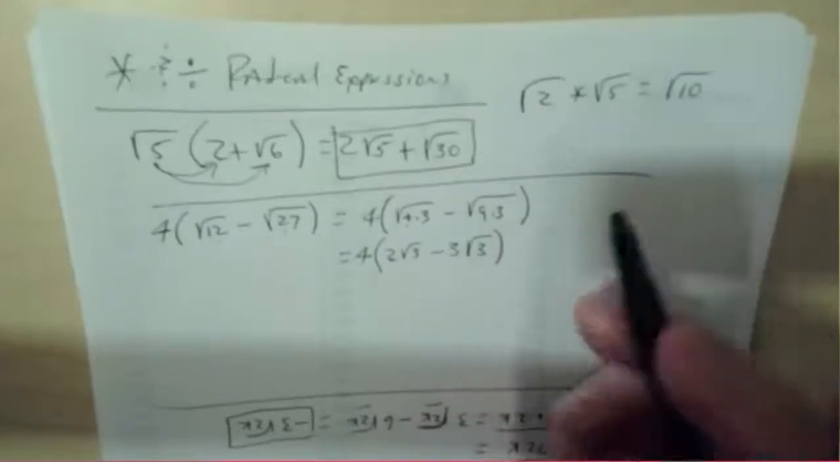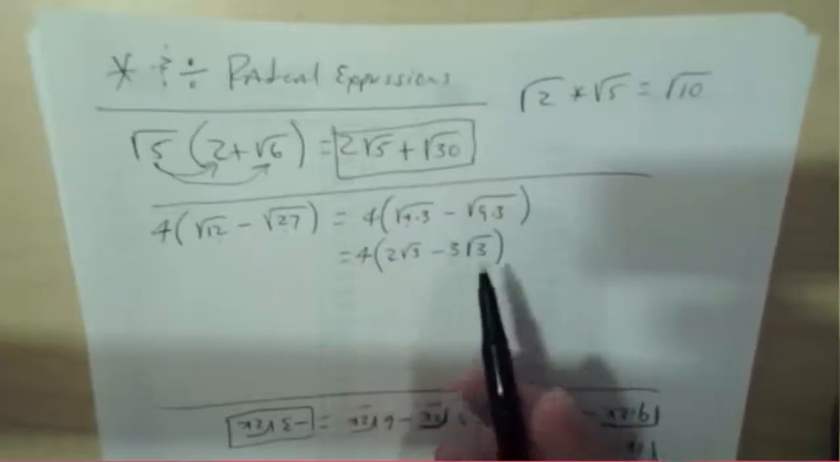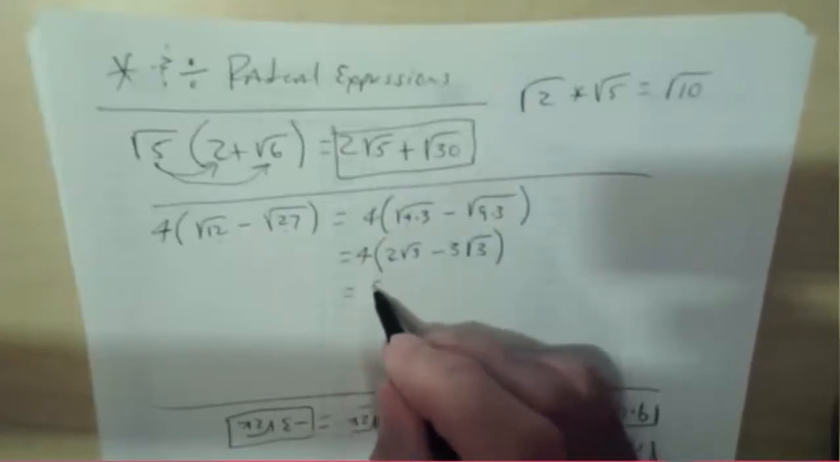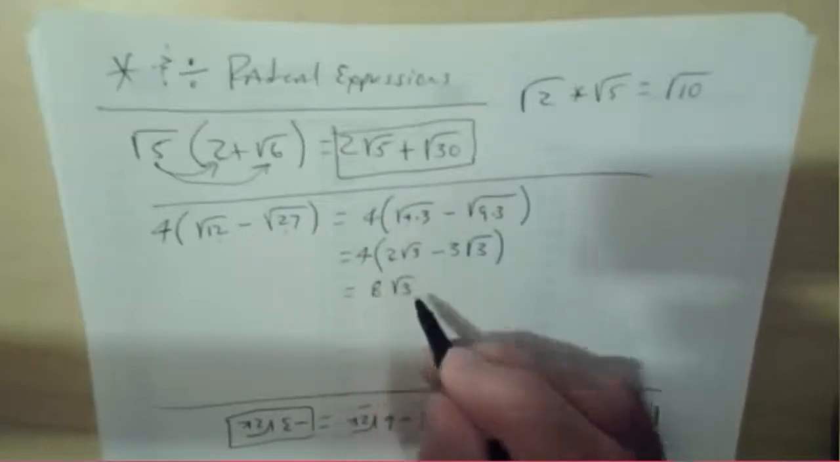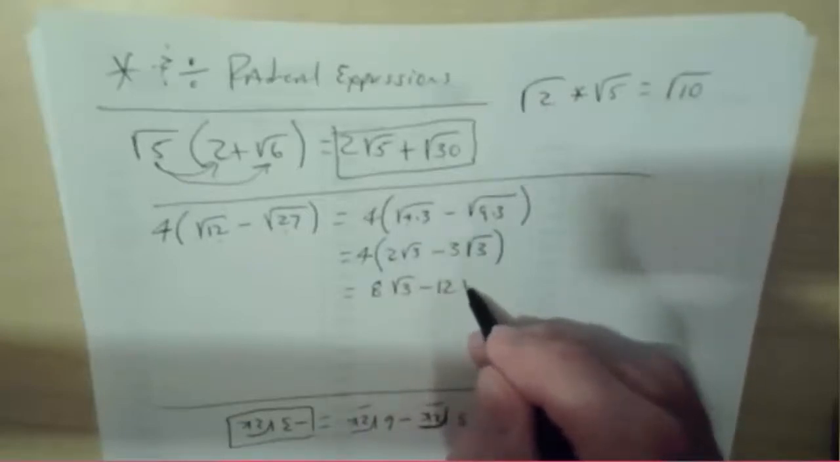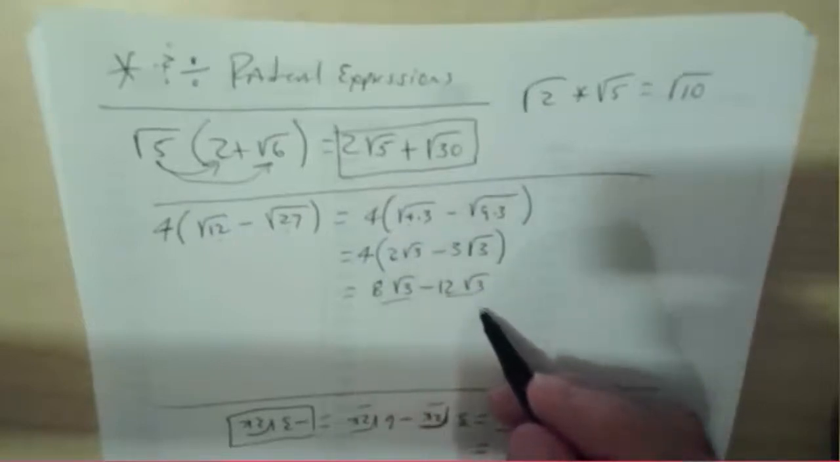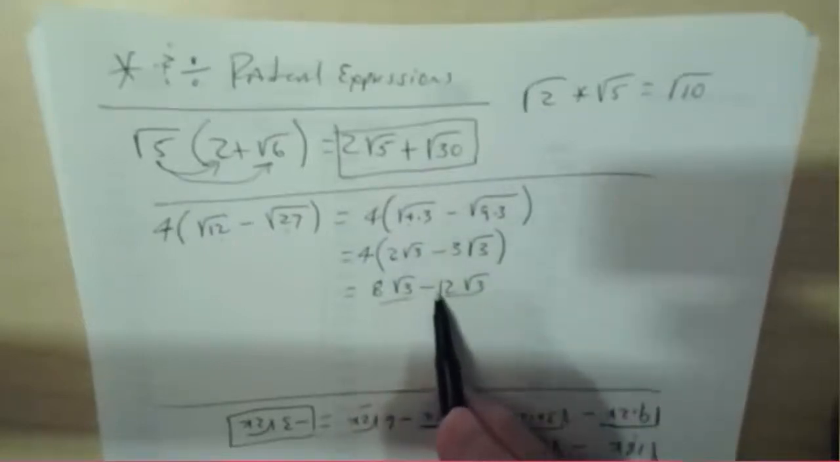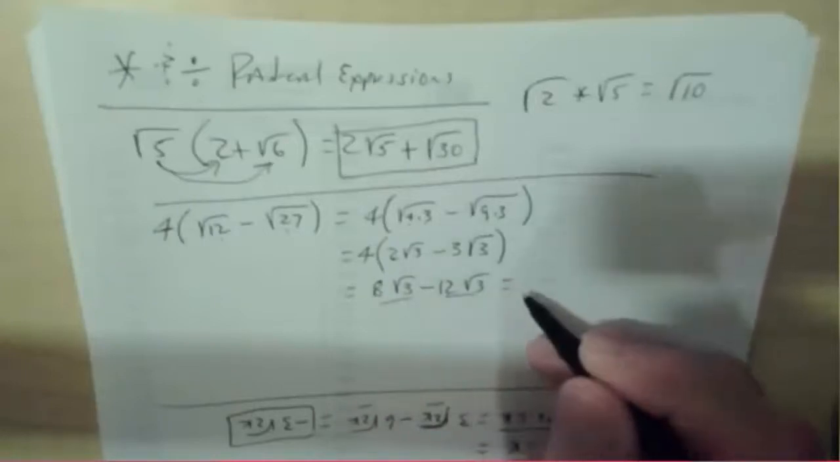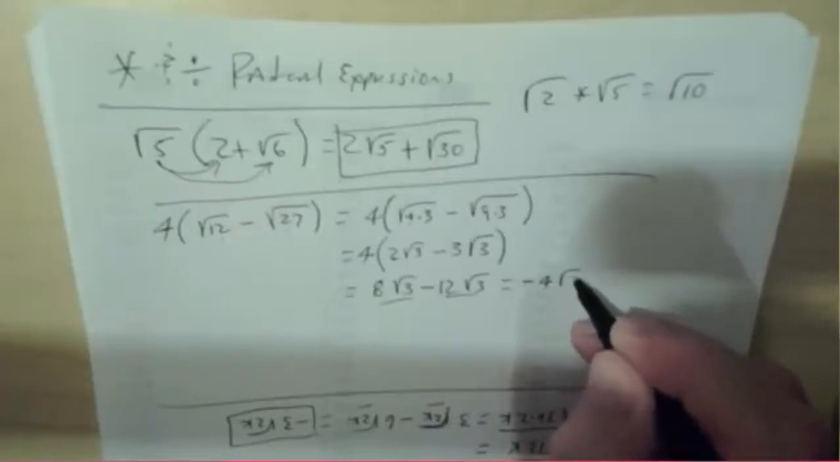So now we multiply 4 times everything inside of here. So that's going to be equal to 8 times the square root of 3 minus, what is that, 12? 12 times the square root of 3. Are these like terms? Yes. 8 minus 12 is, what is it, 4? Negative 4 square root 3.